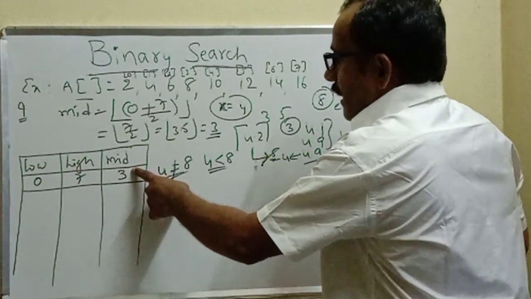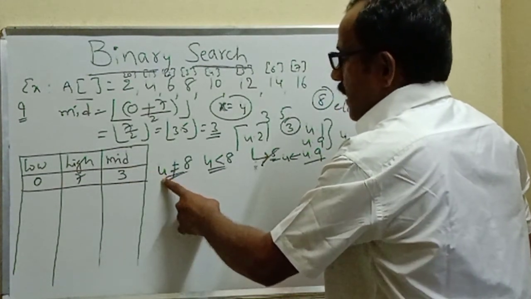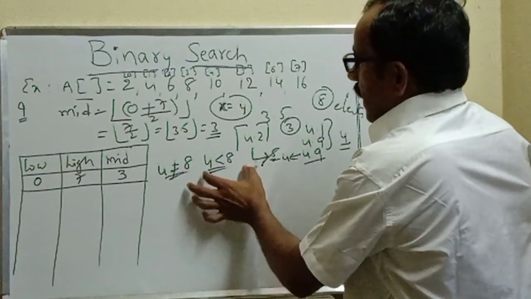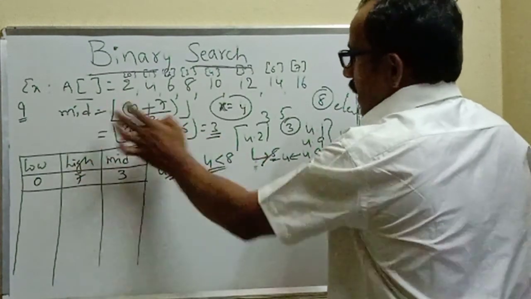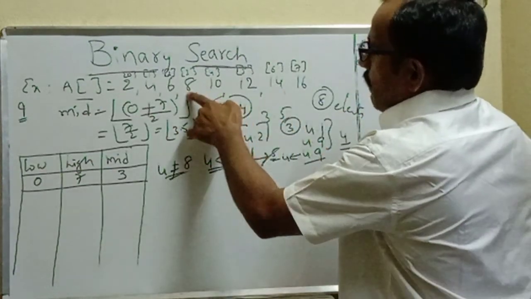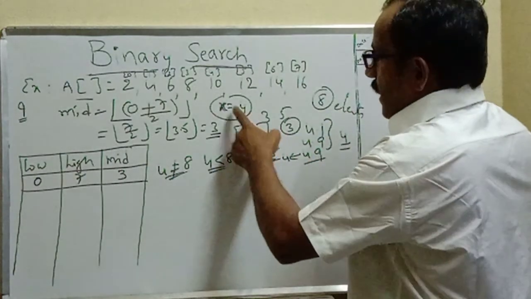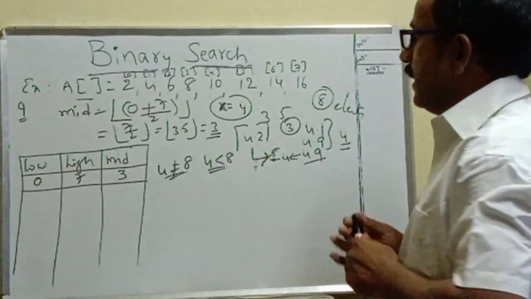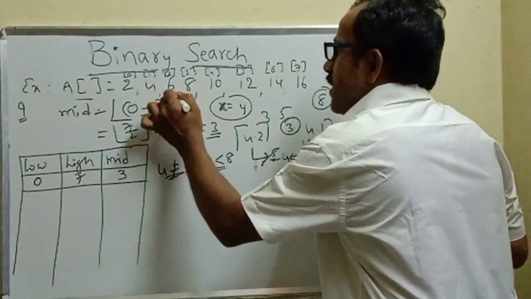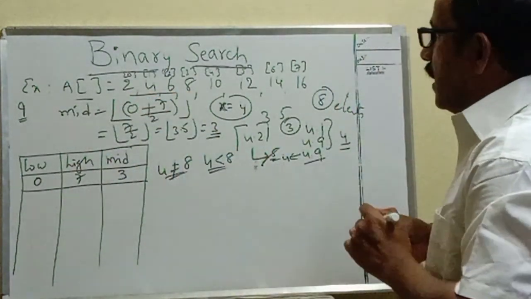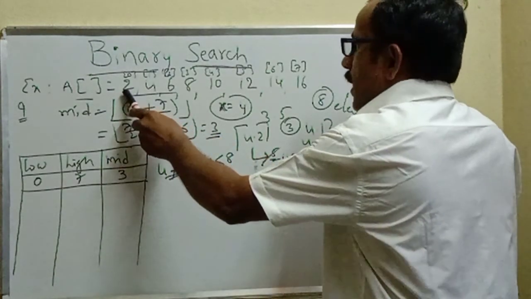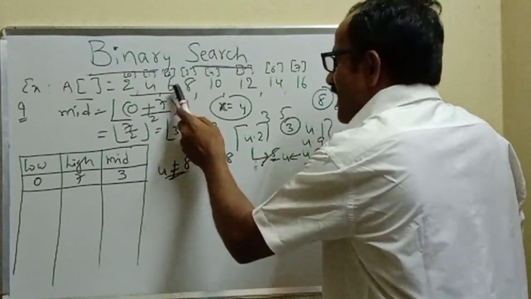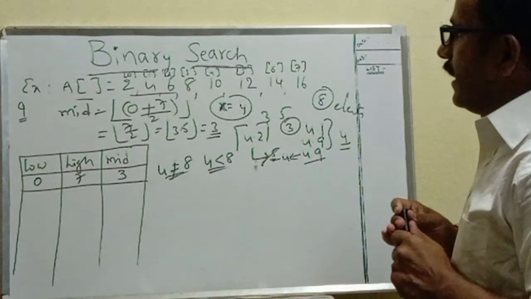After comparing the mid location element with the searching element, we got this relationship because the searching element x is equal to 4, and the mid location number element is 8. So the searching element is less than 8. I have already given 3 possibilities. If it is less than 8, then search the left side portion of mid. For the left side portion of mid, low is low only, but high is 1 less than this location number.